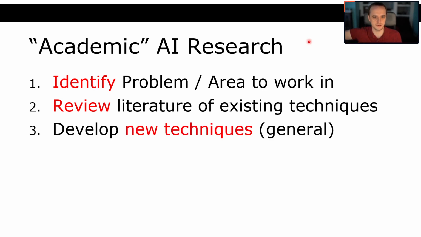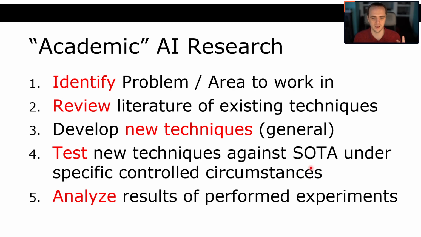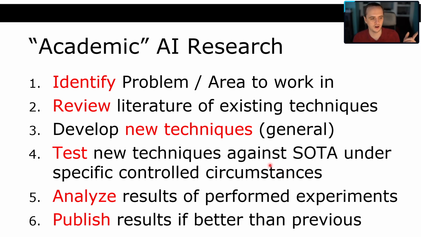So then you develop new techniques, right? This is like the Gary Larson comic where it's like a miracle occurs right here. Somehow you develop something new. This is the hardest part of academia to me, is coming up with new things. Once you have a new thing, then you're going to test that new thing against the current state of the art under specific controlled circumstances. You're going to analyze the results of those experiments, and then if your results are better than the previous results, then you can publish a paper.